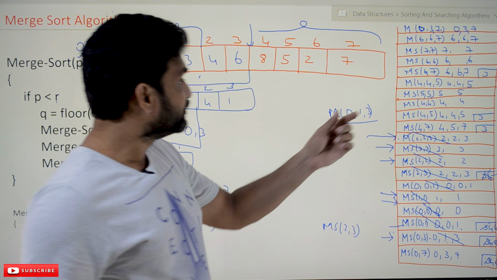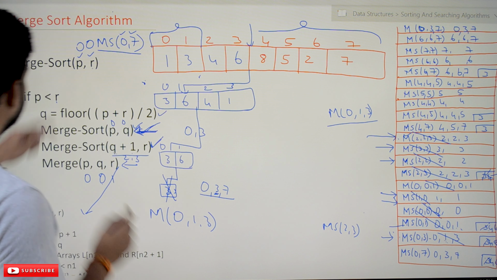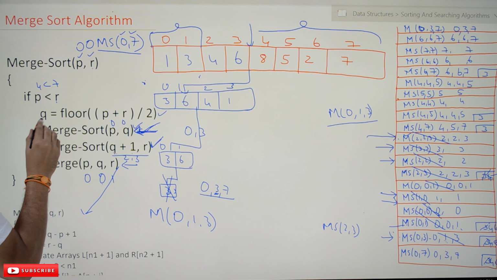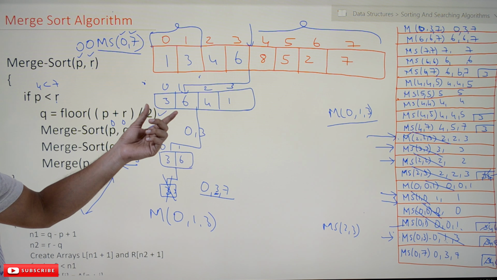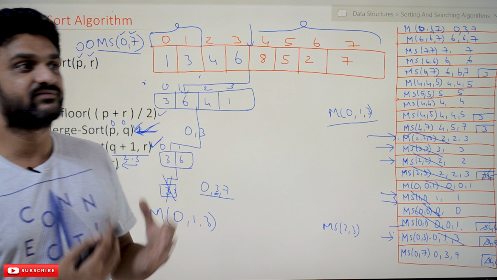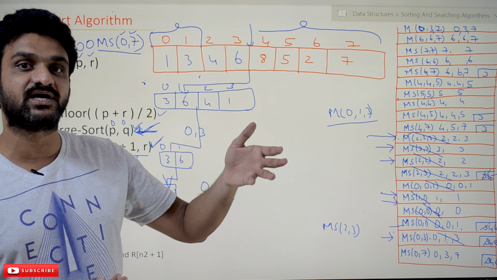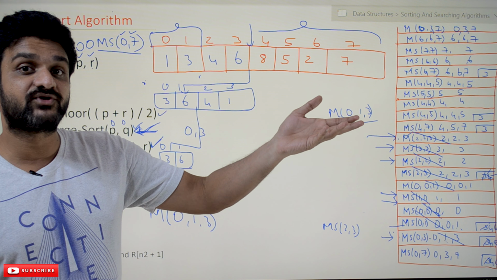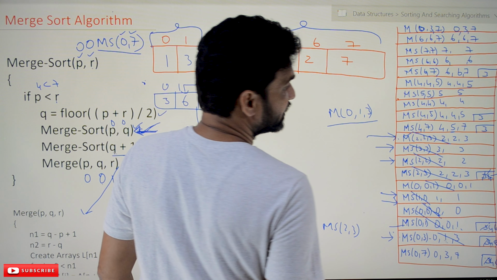4 comma 7 means the value of p is 4 and r is 7, and again 4 less than 7. Is it true? Yes, it is true. If it is true, then q is equal to floor of (p plus r) by 2. In this case it is 4 plus 7 by 2, which is 11 by 2, which is 5.5, and the floor value means the value of q is 5.